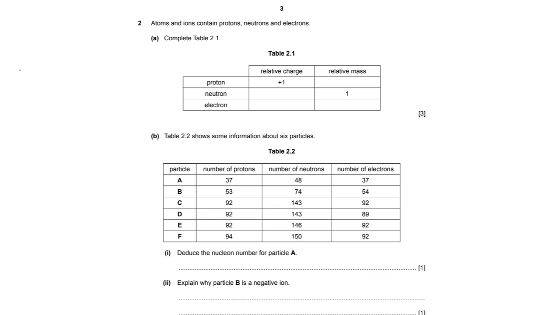Okay, so you have to complete the table. Neutron has 0 charge, electron has -1 charge, protons have mass equal to 1, and electron has mass equal to 1/1840. Do not write 0 here, you'll have to write the approximate values.